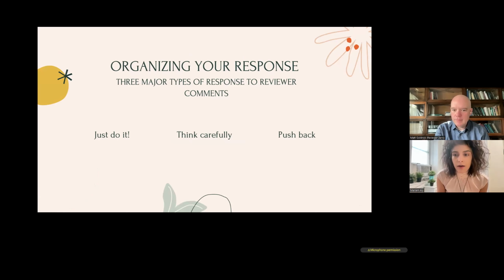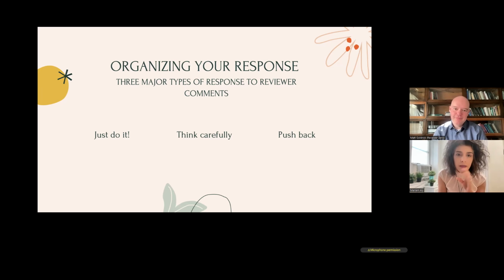We think that there are 3 general ways that you can organize your response to reviewers. There are 3 general classes of response. One of them is you just do it. This happens in cases where the reviewer is asking you to do something that is important, you recognize that it's important, and it is feasible for you to do. In those cases, it's usually best to just do what they're asking you to do, as long as it doesn't hurt the paper, it's feasible, you can do it, and you see the value of doing it.